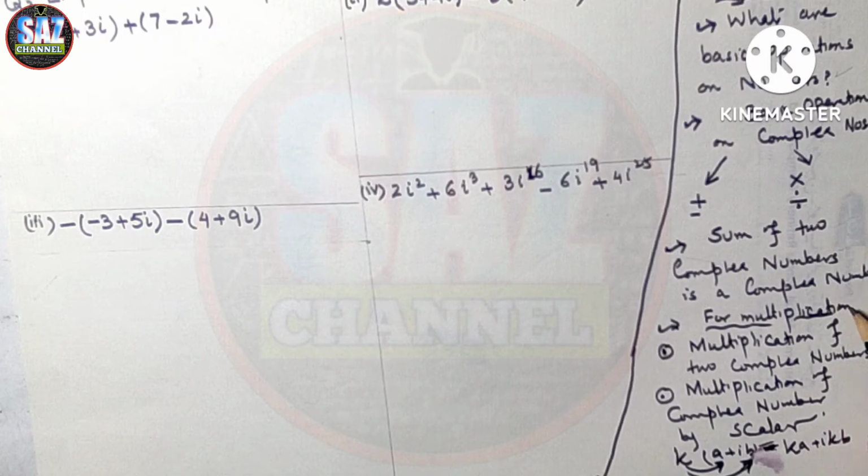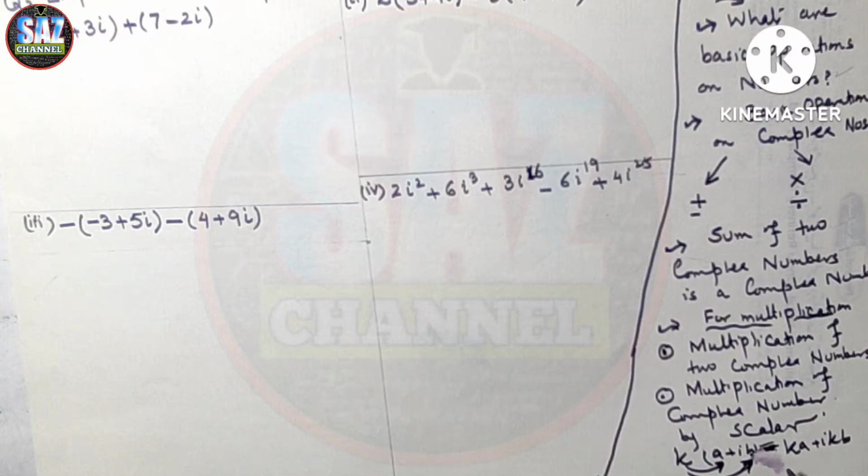And for the multiplication of complex numbers, there can be two types of multiplication. One is the multiplication of a complex number by a complex number, and the second is the multiplication of a complex number by a scalar, that we will be applying in this class as well.